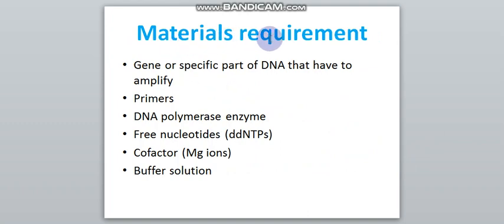Materials required in the PCR process. These are the materials that are required in the PCR process. Number one, the gene or specific part of DNA that has to be amplified. Number two, primers. Number three, DNA polymerase enzyme. Number four, free nucleotides. Number five, cofactor. And number six, buffer solution.